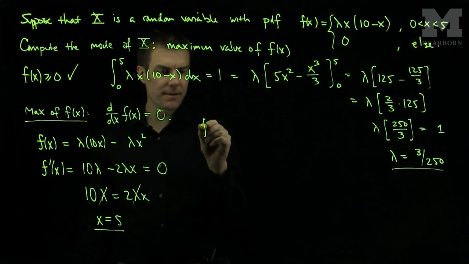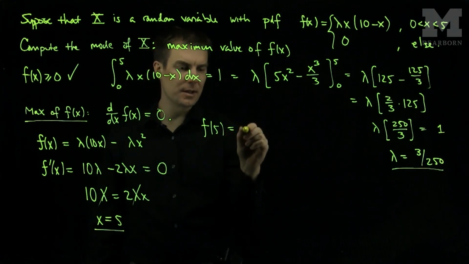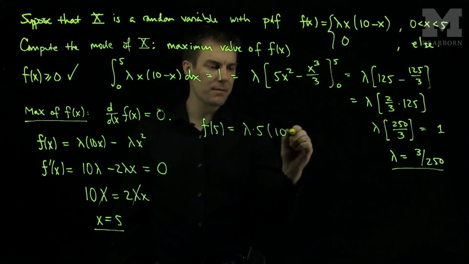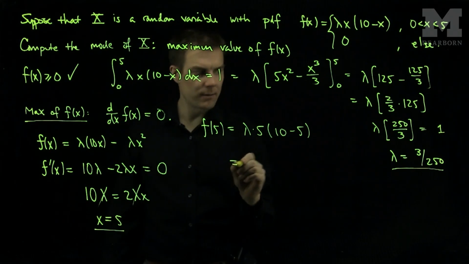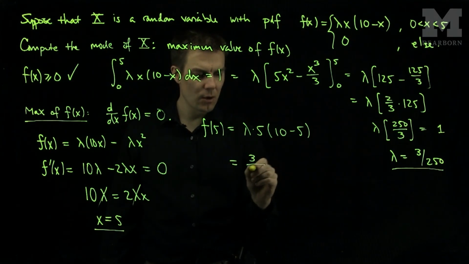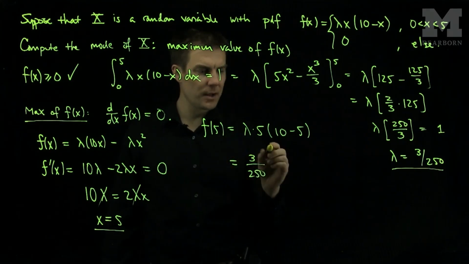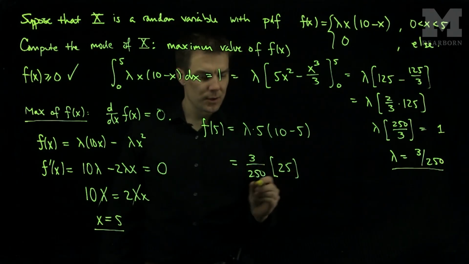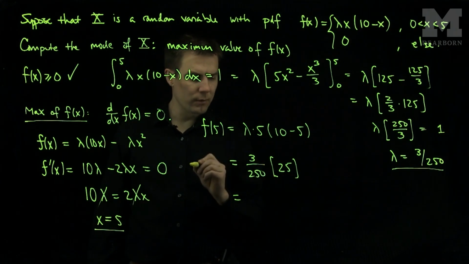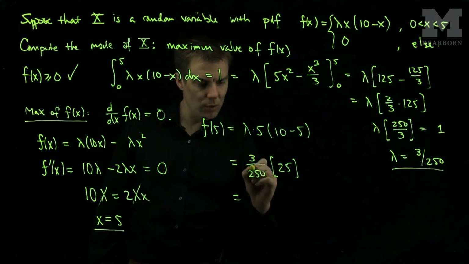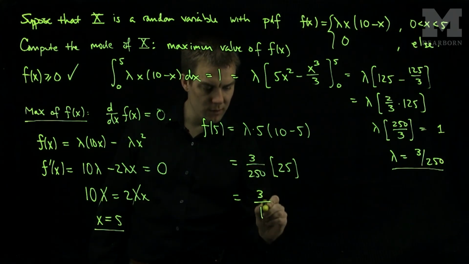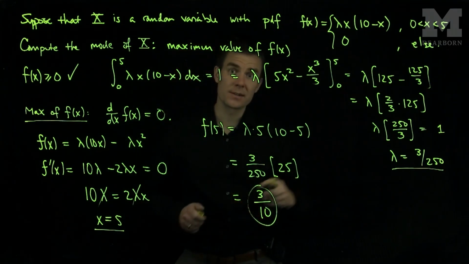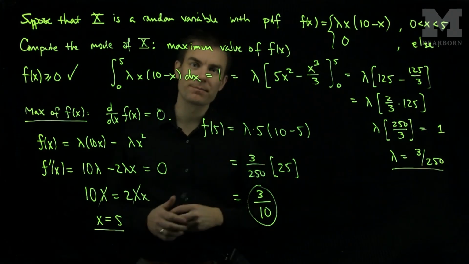So f of 5 is lambda times 5, and then 10 minus 5. So I will have lambda, which is 3 over 250, and then 5 times 5 is 25. So 25 over 250 is 1 over 10, so this will be 3 over 10. So the most likely value that's output of this random variable x is the mode, and that value is 3 over 10. Thank you very much.